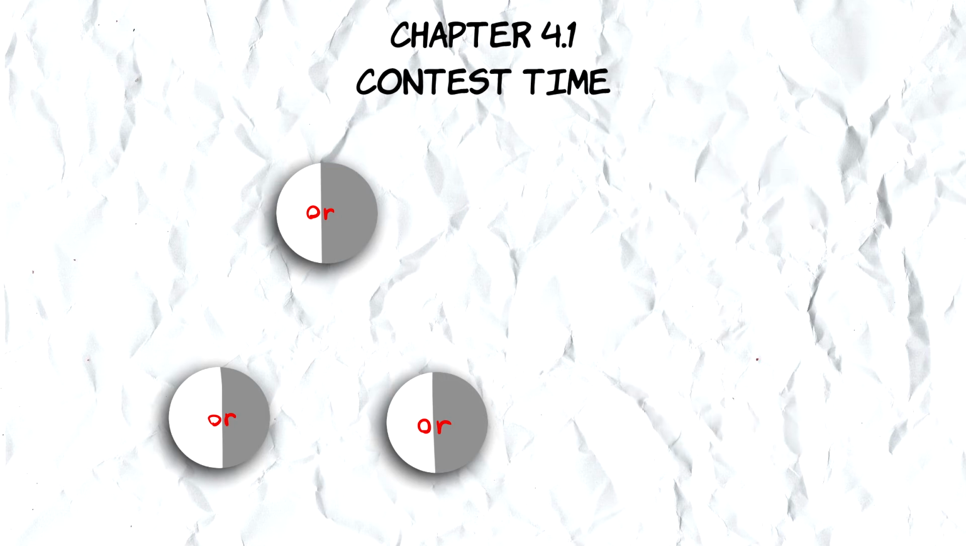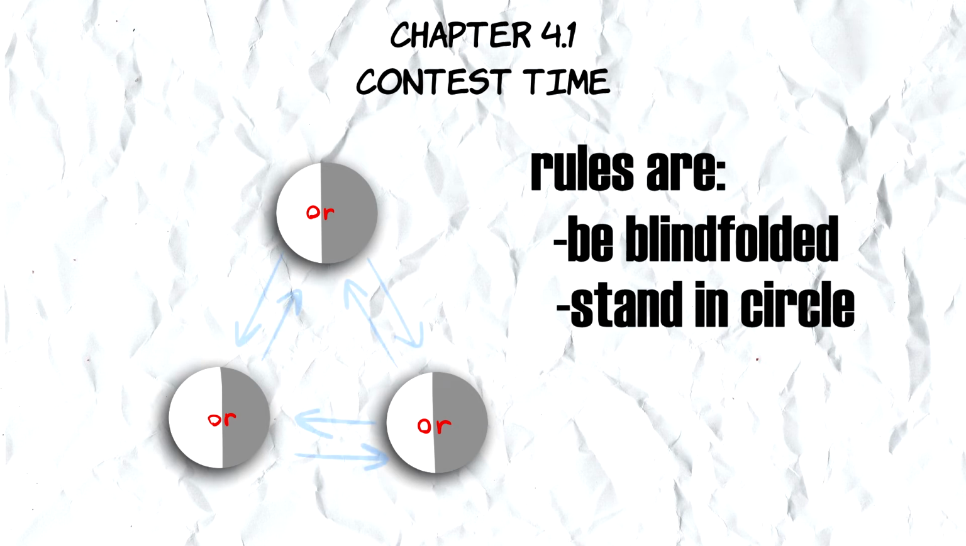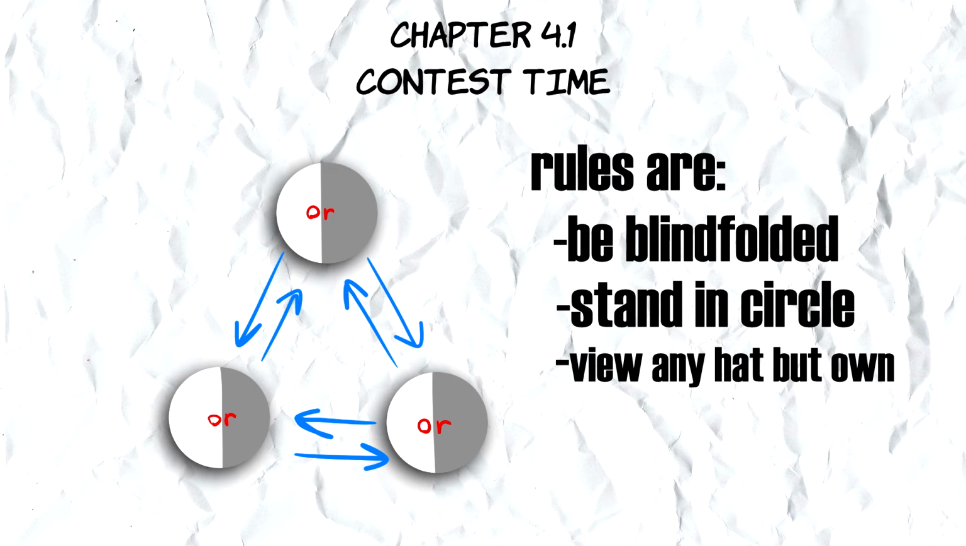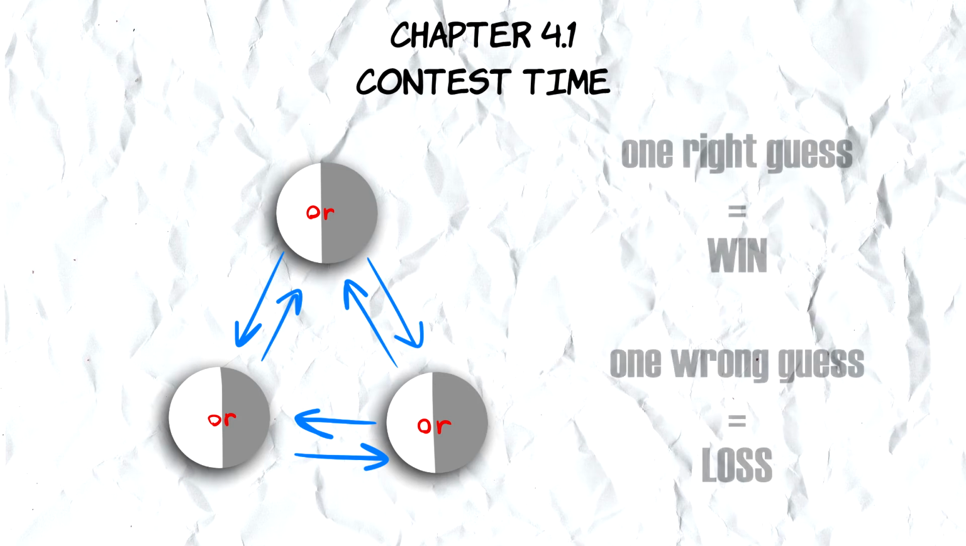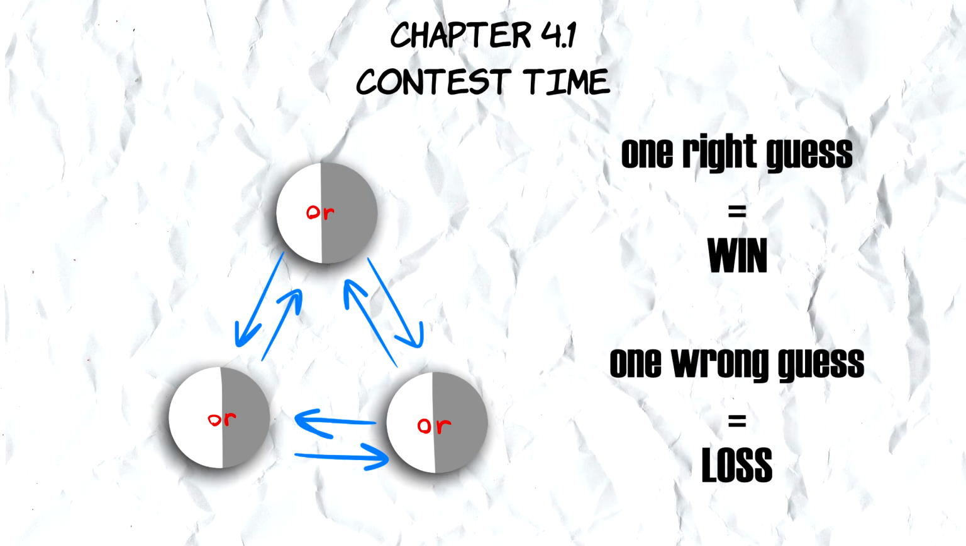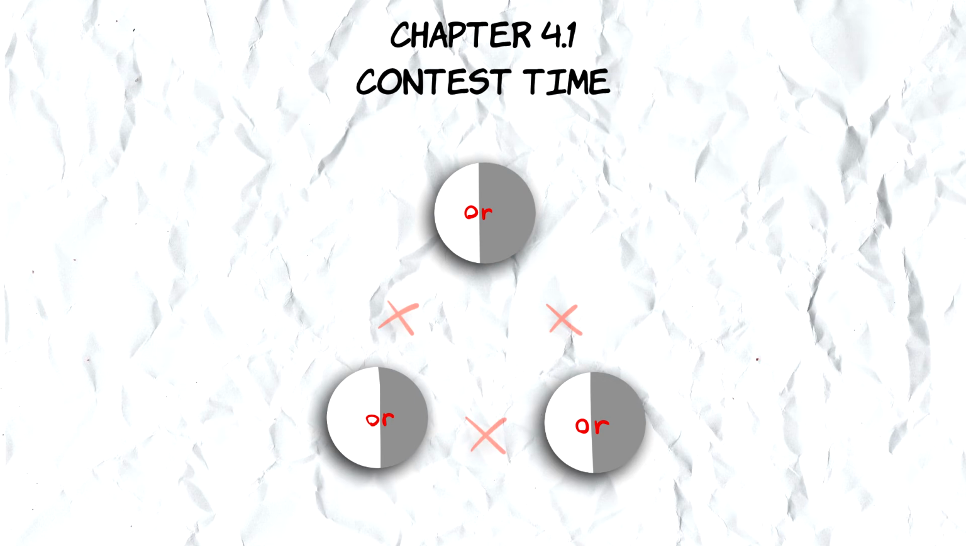When the blindfolds are removed, each player is able to view the hats of the other players, but not his own. A player can either try to predict the color of his own hat or declare "I pass." If at least one player correctly guesses the color of his own hat and no player wrongly guesses the color of his hat, the team wins. Otherwise, the team will be defeated. The players are unable to communicate with one another. Nonetheless, they can agree on a common plan to win the game.